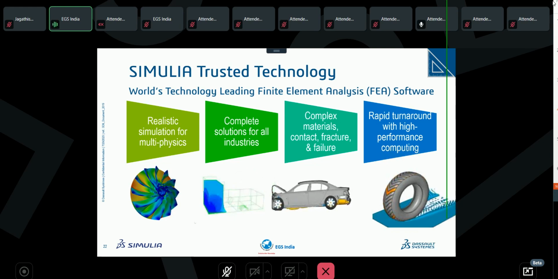We will be doing it with the help of a world-leading, trusted finite element analysis software called ABAQUS. Okay, so all these capabilities that I am going to mention in the upcoming slides are imparted by the solver, which is a leading finite element software available in our world, called ABAQUS.